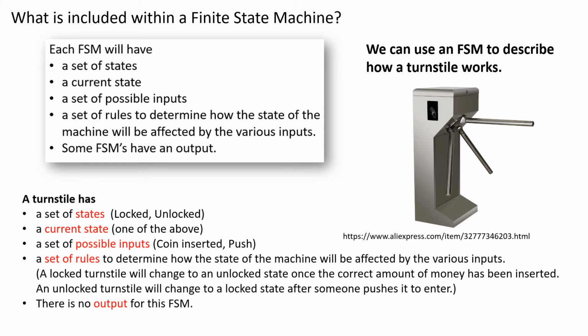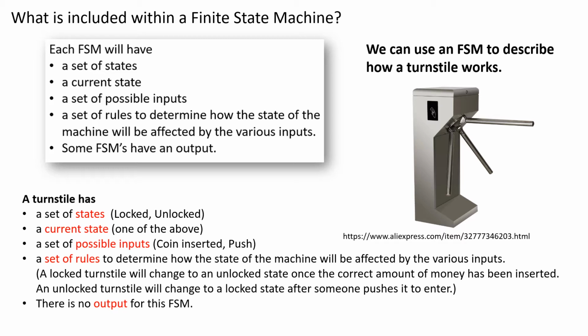behavior. Well, okay, so if we want to create a finite state machine, we need to come up with a set of states. Well, a turnstile can be either locked or unlocked, right? A current state would be one of the above, depending upon whichever it is at any given moment, right? A set of possible inputs.